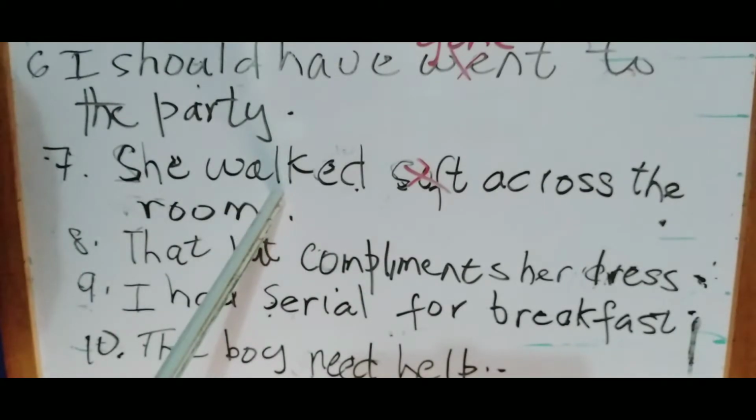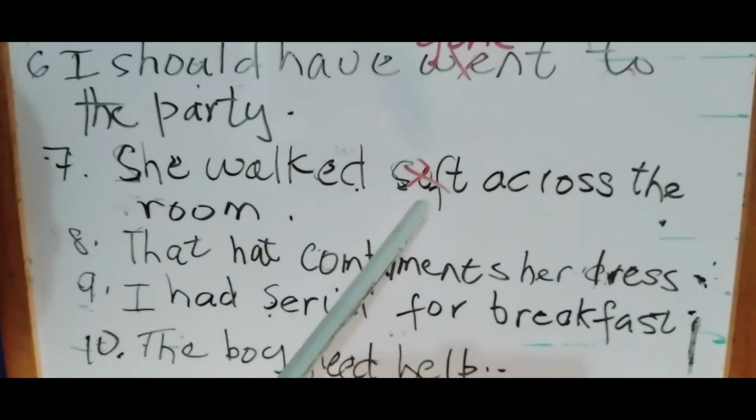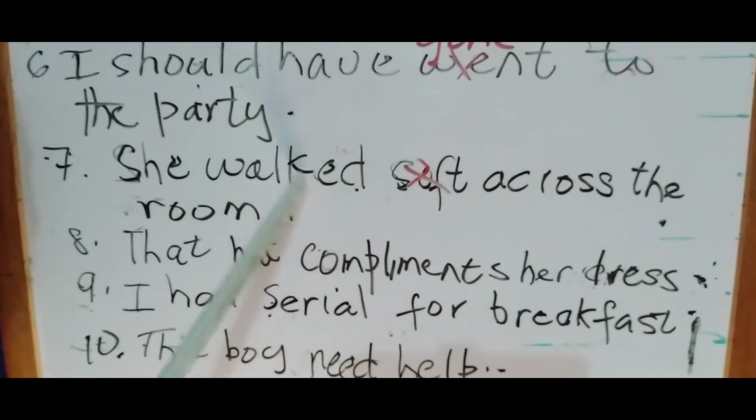She walked, then soft is being used here to describe how she walked. Words that tell how an action is done are called adverbs. Okay? And adverbs usually end with ly. So instead of saying she walked soft across the room, you would say she walked softly across the room. So soft is the incorrect word here, so we should change it to softly.